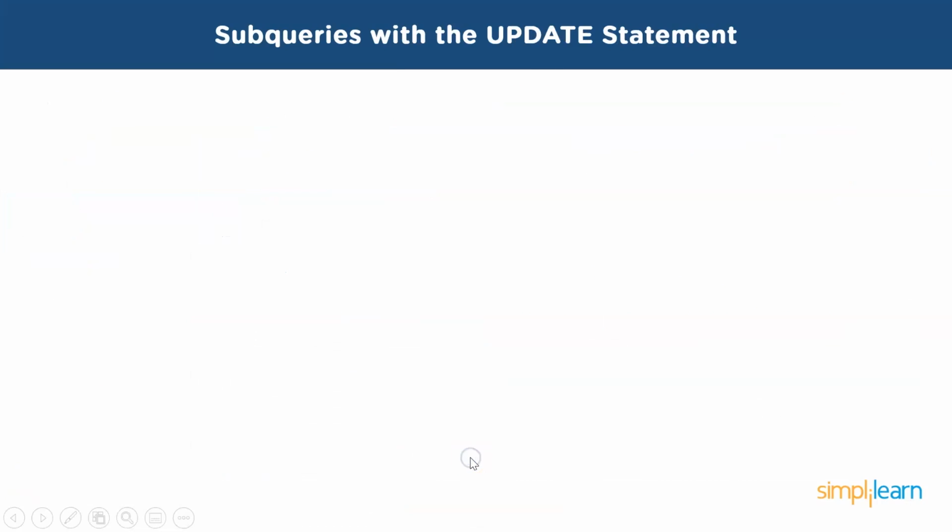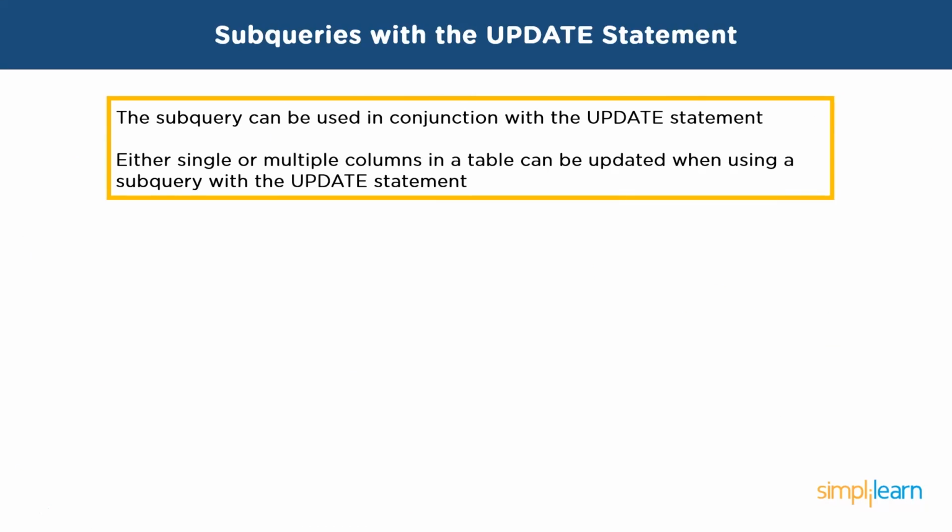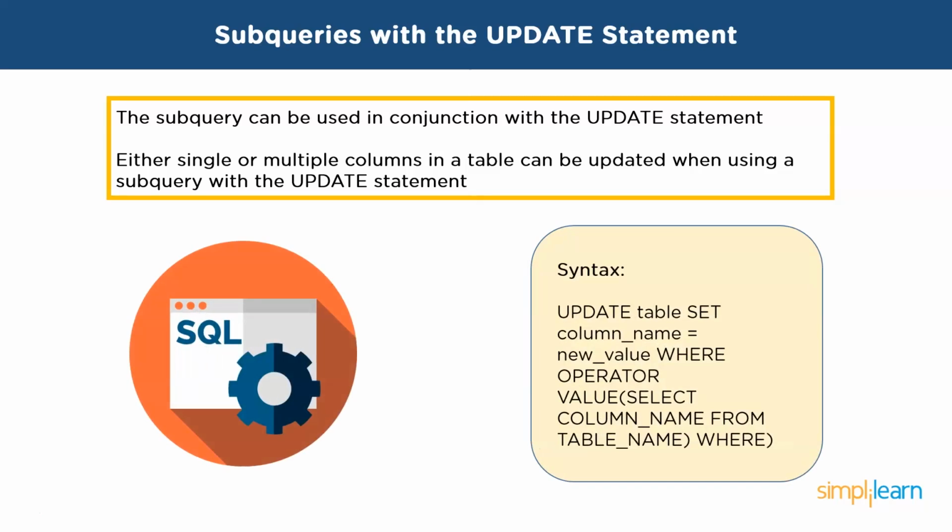Alright, now let's see how you can use subqueries with the update statement. Now the subqueries can be used in conjunction with the update statement. So either single or multiple columns in a table can be updated when using a subquery with the update statement. So this is how the basic syntax of an update subquery looks like. So you write update table followed by the table name, you set the column name, you give the where operator, and then you write your inner subquery.